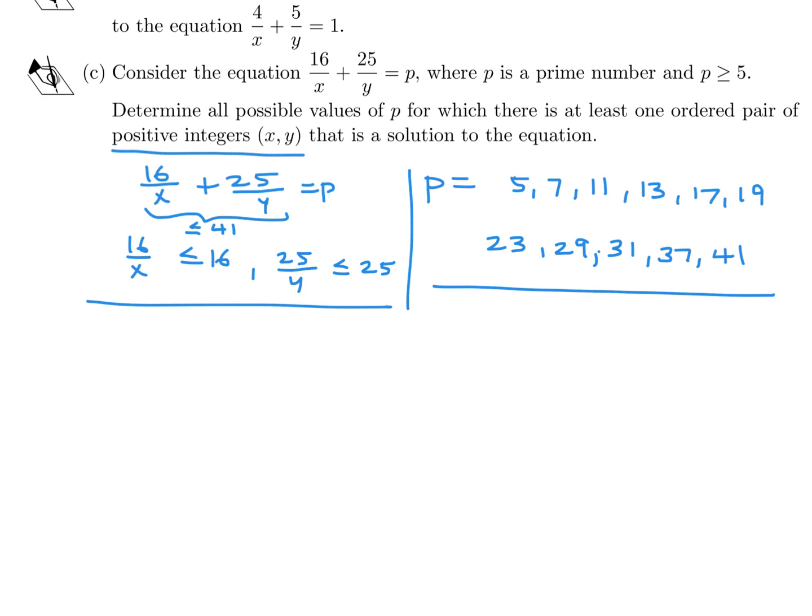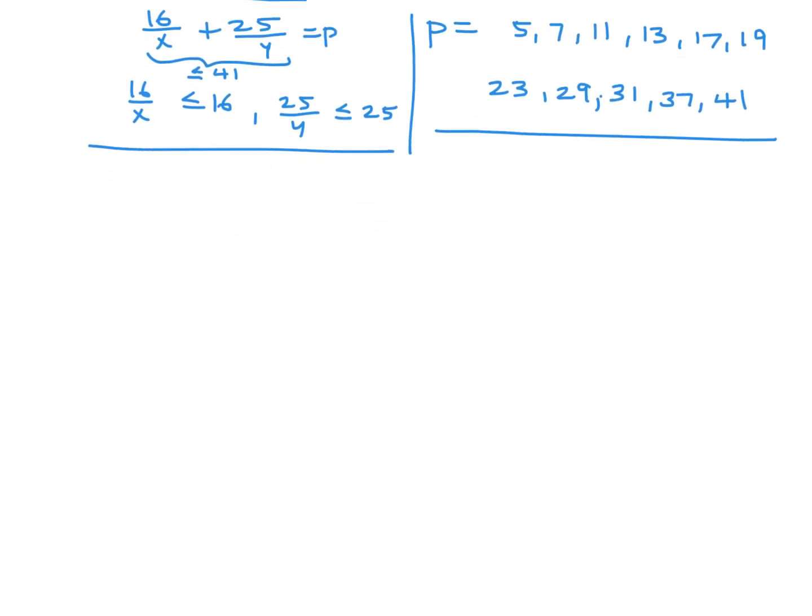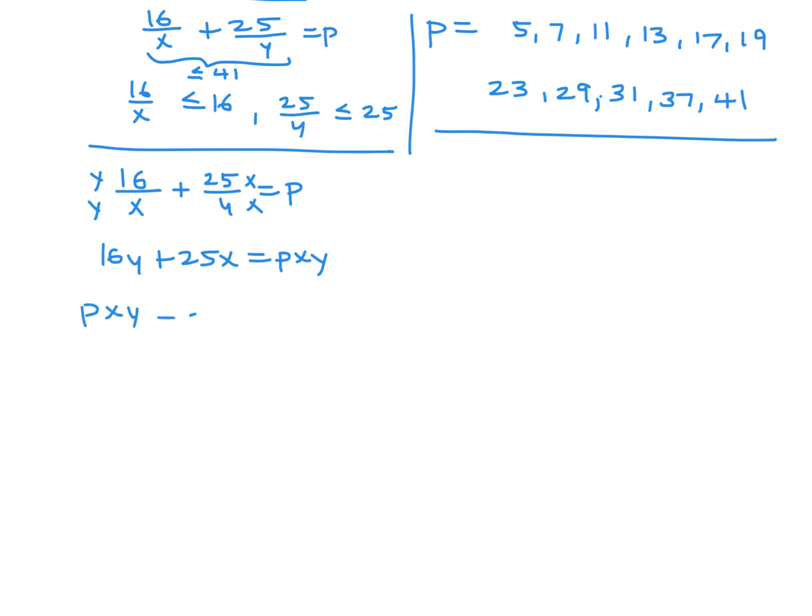Okay, so let's take this original equation and let's try to simplify it as much as we can. So that original equation is 16 over x plus 25 over y is p, right? Okay, so let's do this here. Multiplying by xy, that's going to be 16y plus 25x, and then cross multiply and you get pxy. And then let's put it all on one side. pxy minus 25x minus 16y is equal to 0.